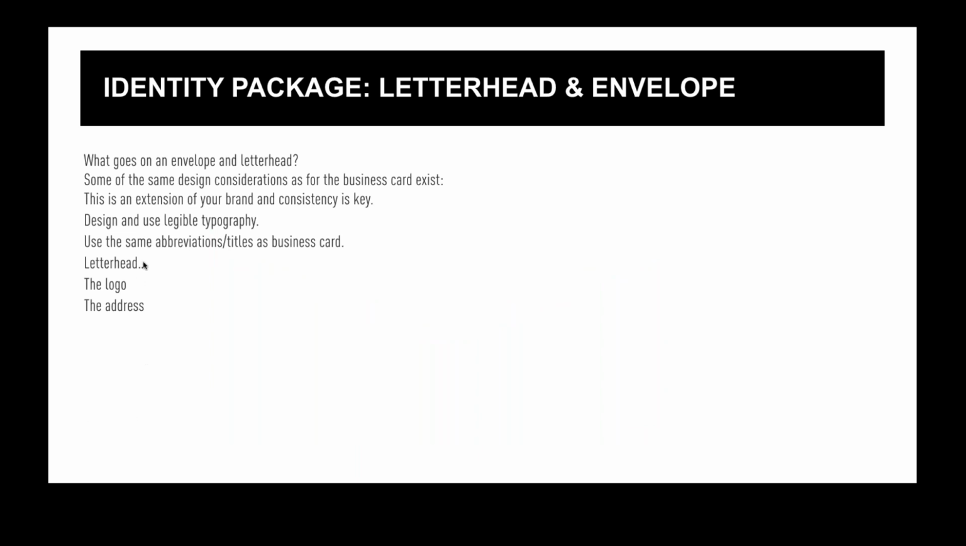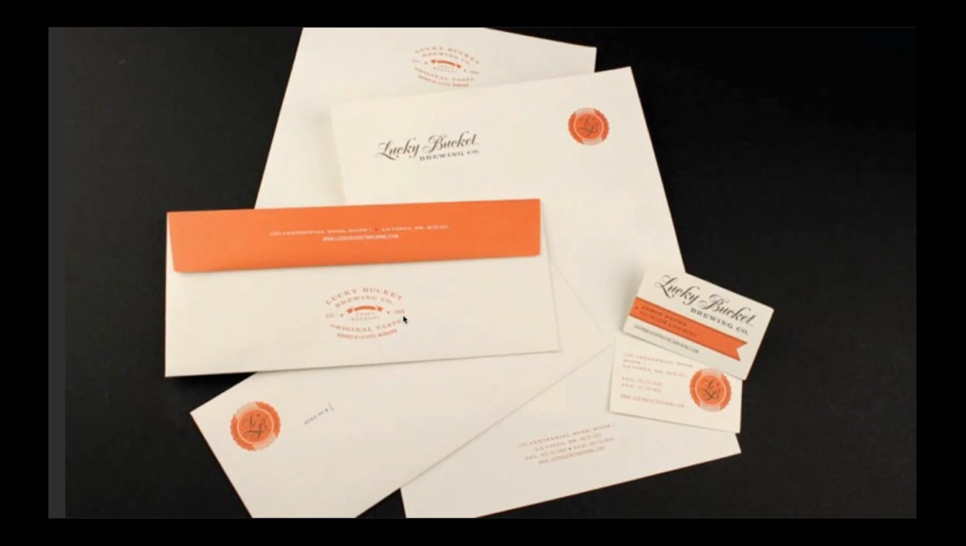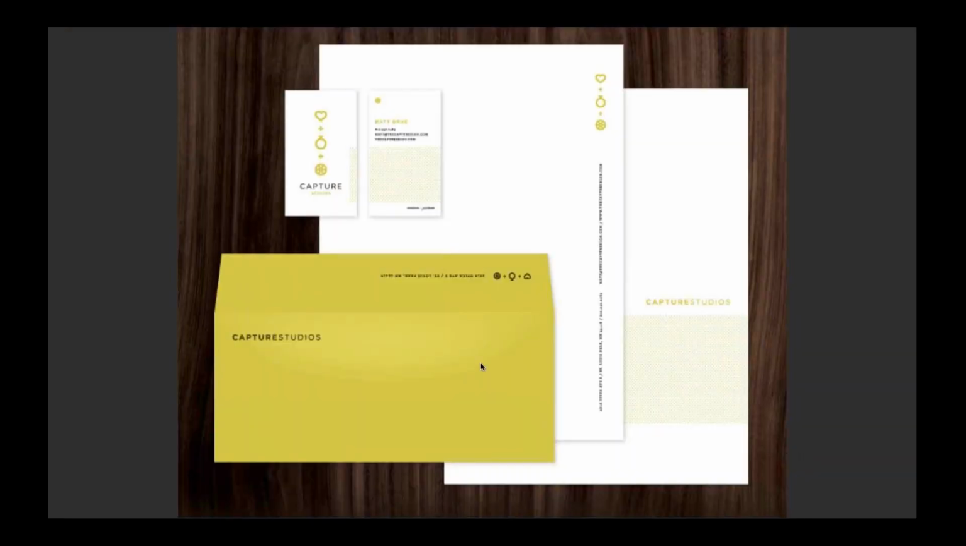All right. So envelope and letterhead, simple. Logo, address, maybe the web address. Some more examples. Lucky Bucket Brewing kind of has a retro thing, a wax seal, a flood color on the flap. This is a square flap. And there's the letterhead. They've got the word mark and then the emblem, I would say, and a little bit of information at the bottom. They also created this ribbon element that kind of fits with the wax seal and the retro look. So you can create additional elements like that.